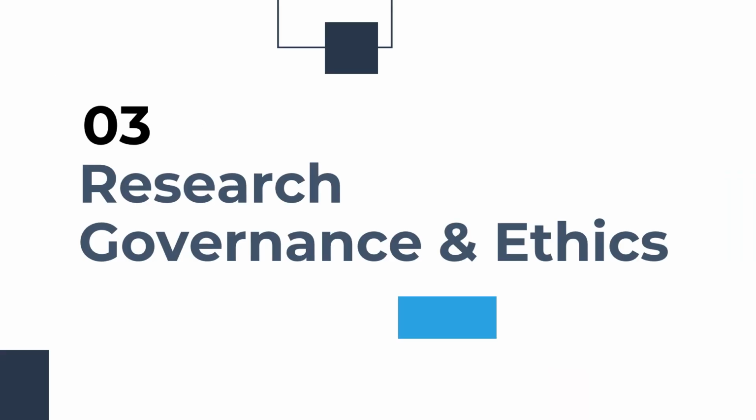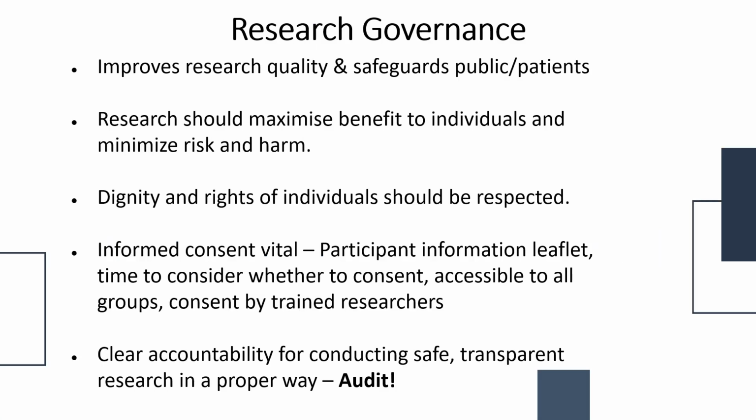Okay, so I'm going to spend the last 5 to 10 minutes just talking about research governance and ethics. So why is research governance important? It improves the quality of research because it means that we have robust processes to ensure that research is being conducted in the proper way. And this protects the public and patients and means that the public and patients feel confident to participate in research studies.